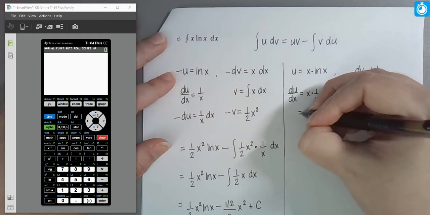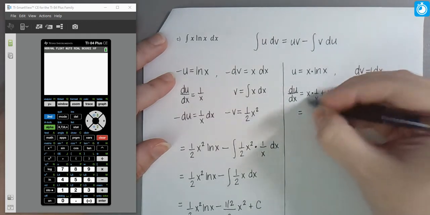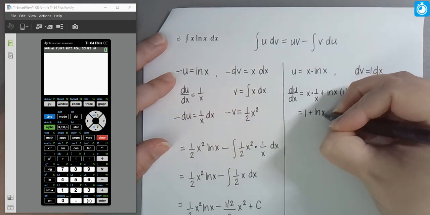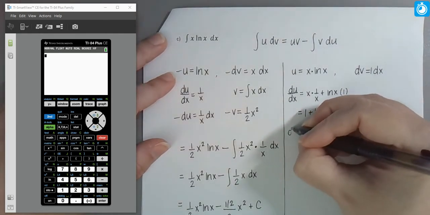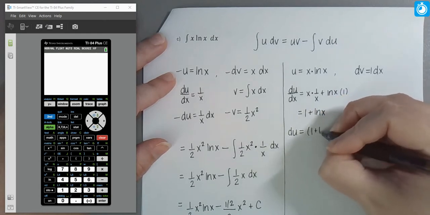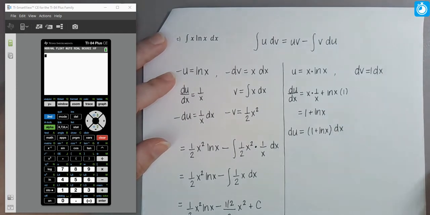Okay, and if we clean that up, well, this isn't too bad. A couple things go away. So notice the x's go away. They cancel out. That just leaves us with a 1. And then our next term would just be the natural log of x. So if we wanted du, that would be 1 plus the natural log of x times dx.